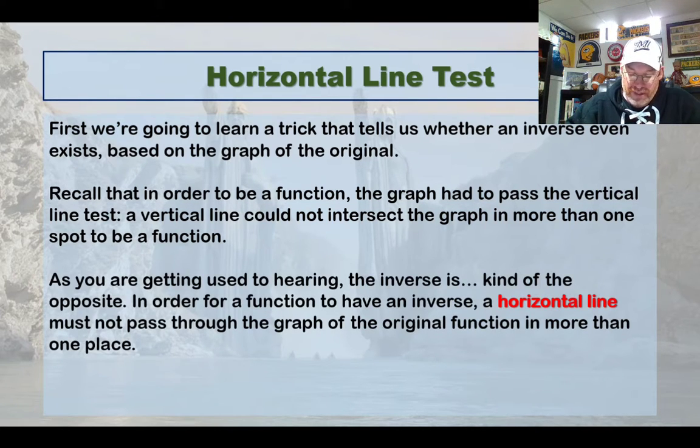And just like everything else that we've done with functions, with inverse functions, everything's kind of the opposite. So now instead of a vertical line test, we look at a horizontal line test. Basically, if we have the graph of the original function, you look at it and see if there's any spots where the graph could get crossed more than once by a horizontal line. Because if it crosses more than once on a horizontal line, then an inverse does not exist.